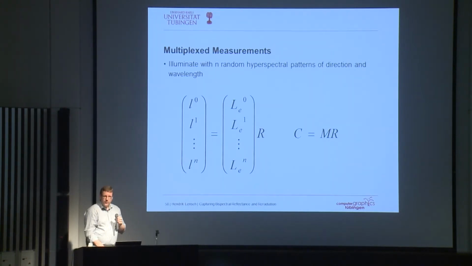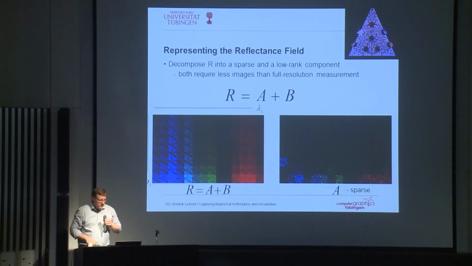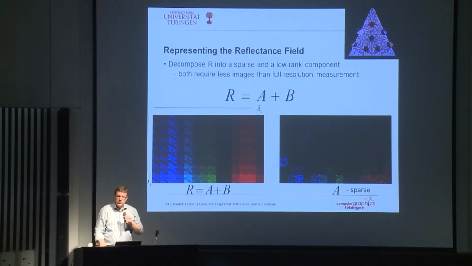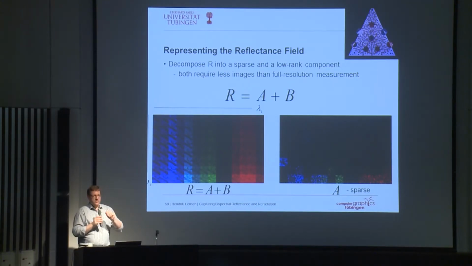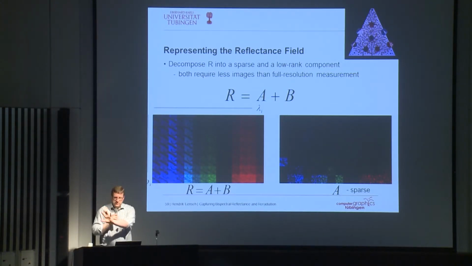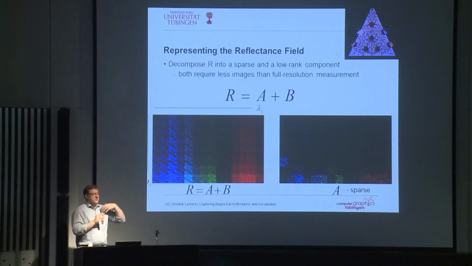So for each setup, we're actually going to measure one particular observation per pixel. And we get a camera measurement for a set of random illumination patterns times the reflectance we actually would like to recover. That's our goal. And we're going to represent our reflectance field now in two different matrices, one being low rank, and the other being sparse. So what's the intuition behind that?